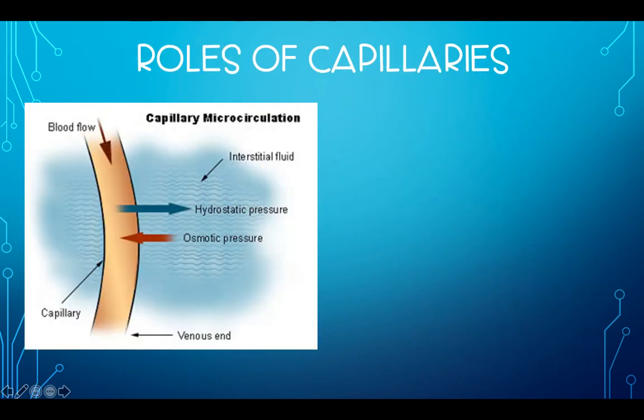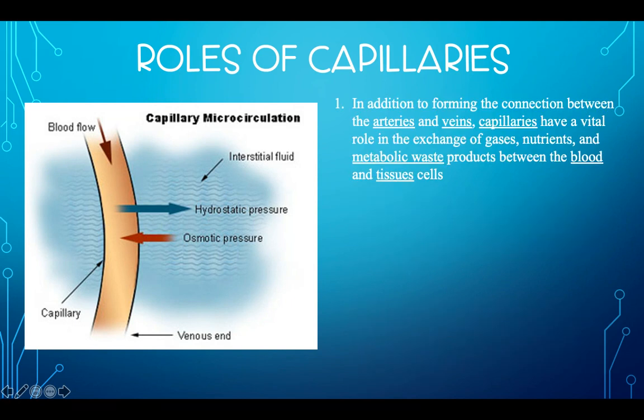So let's talk about the capillaries specifically. This is a zoomed-in look of a capillary. This is the venous end, which means the vein end, and the blood flows that way. This is if it's being dropped into a tissue and not necessarily the lungs, but the blood will flow through here. In addition to forming the connection between your arteries and your veins, capillaries have a vital role in the exchange of gases, which is what's happening here, nutrients and metabolic waste products between the blood and the tissues of cells.